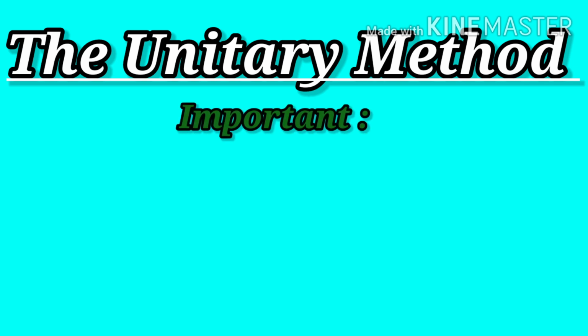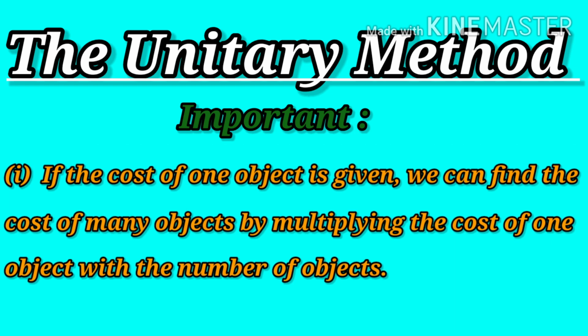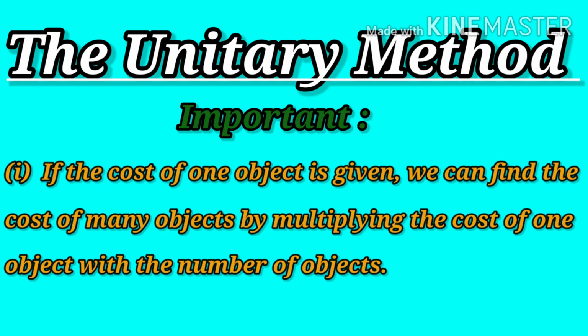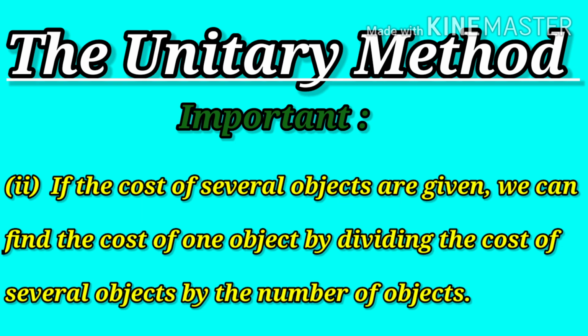You have to note some important things which are: if the cost of one object is given, we can find the cost of many objects by multiplying the cost of one object with the number of objects. And second, if the cost of several objects is given, we can find the cost of one object by dividing the cost of several objects by the number of objects.